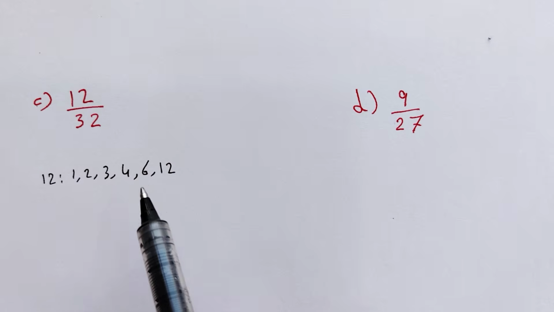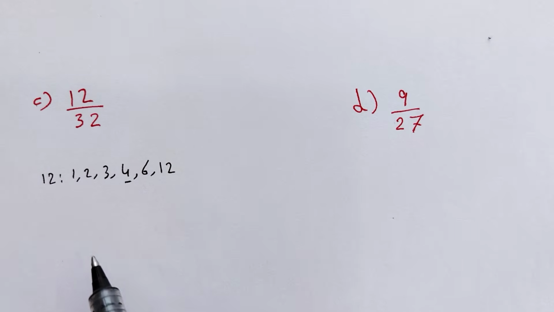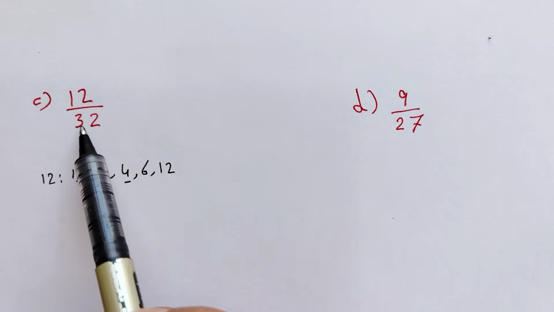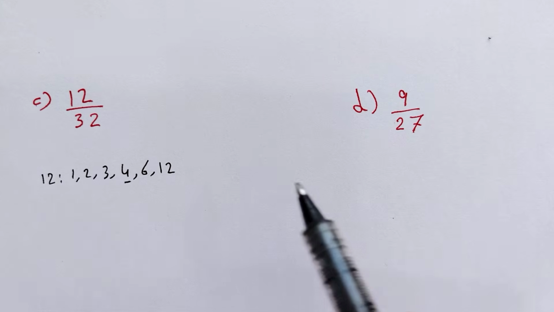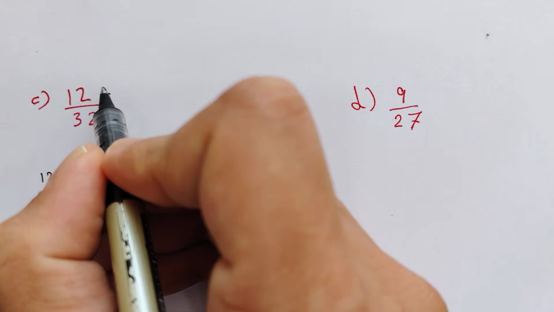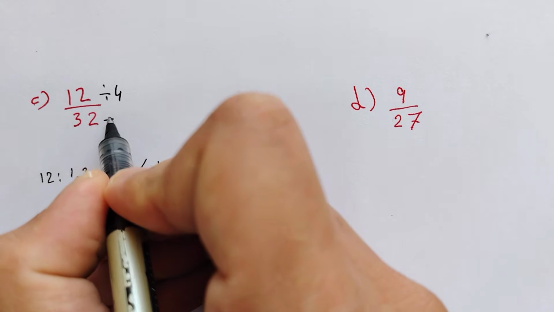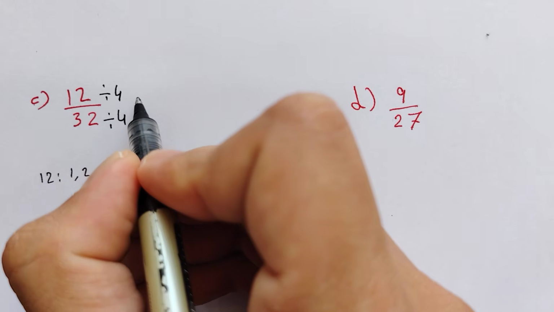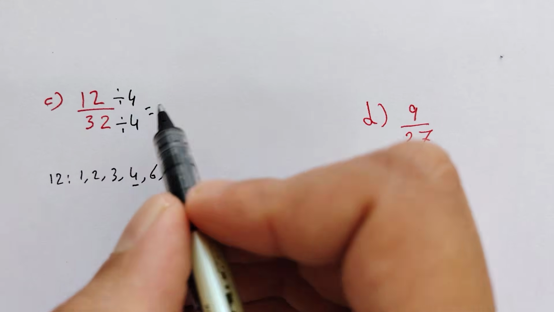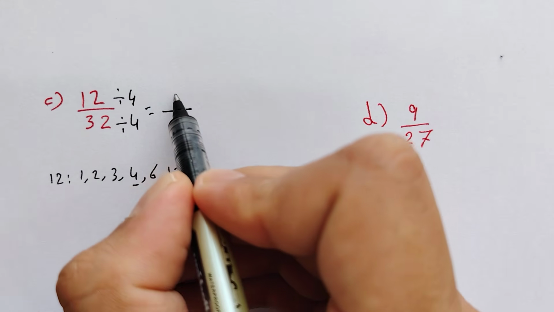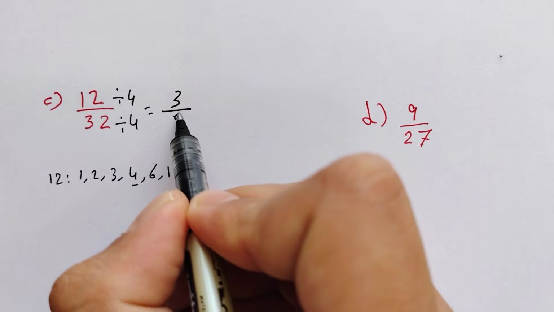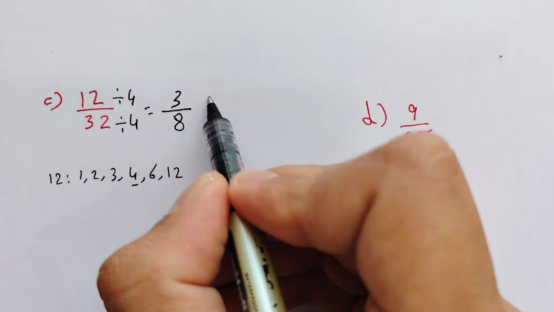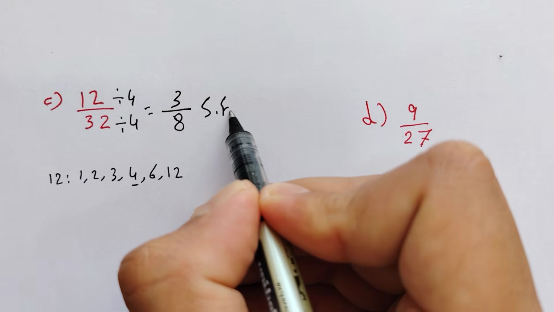We don't. Then I'll check this 4. Do I have any multiplication of 4 that's equal to 32? Yes, we do. 4 times 8. That's why we will divide both of them by 4. Now it will be 12 divided by 4 will be 3. 32 divided by 4 will be 8. And 3 over 8 is in the simplest form.